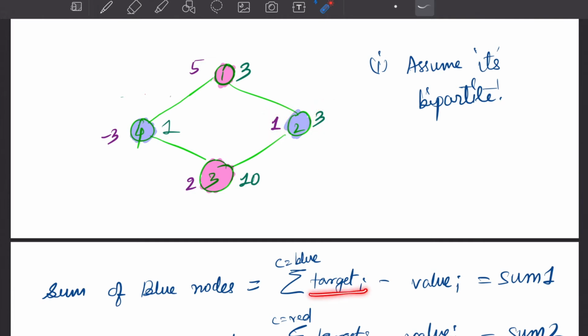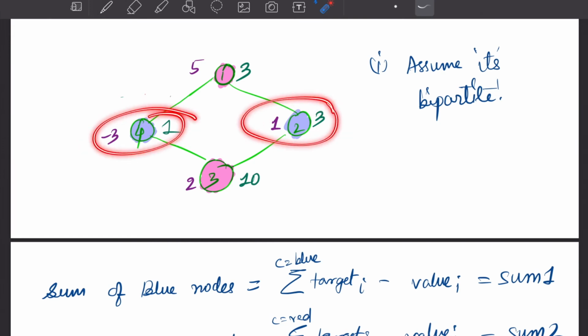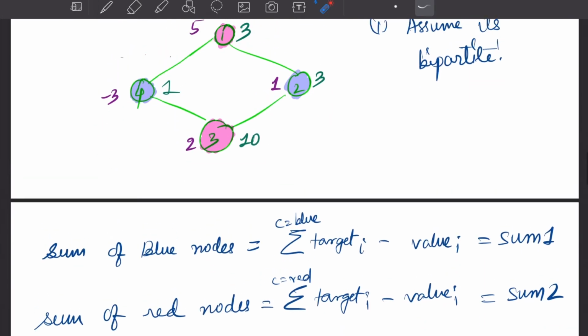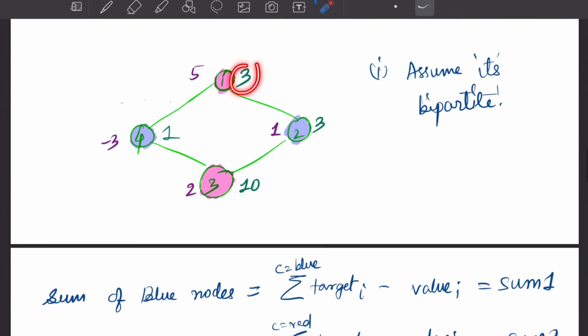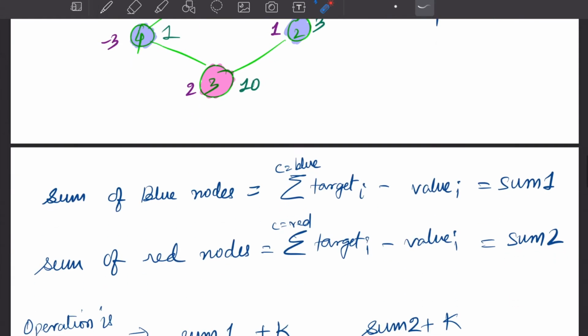So this target minus this initial value is the sum of this node, and the target minus initial value is the sum of this blue node. So the total summation of these two nodes is my sum 1, which I have denoted here. Let's also take the summation of red nodes. For each red node I do the same thing: the target of I minus the initial value that they have. So target minus initial value, here also target minus initial value. Let's call this my sum 2. So I have two sums now.